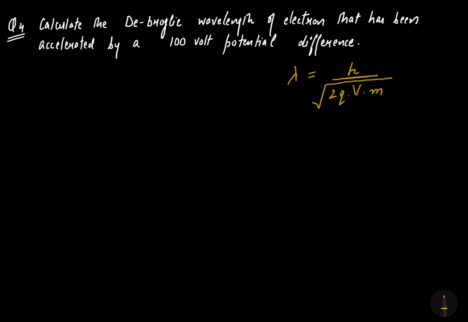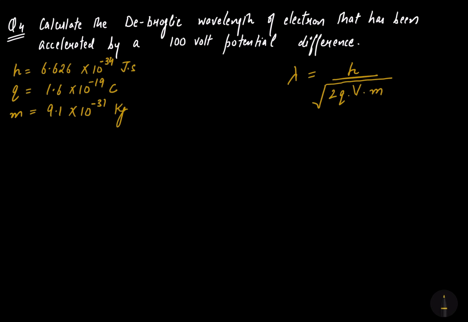Now what is given in the question? First of all, what is the value of Planck's constant? It comes out to be 6.626 into 10 to the power minus 34 joule seconds. What's the charge on electron? We are ignoring the sign. The magnitude of charge is 1.6 into 10 to the power minus 19 coulombs. What's the mass of electron? It's 9.1 into 10 to the power minus 31 kilograms. And what's the potential difference given in the question? It is 100 volts.